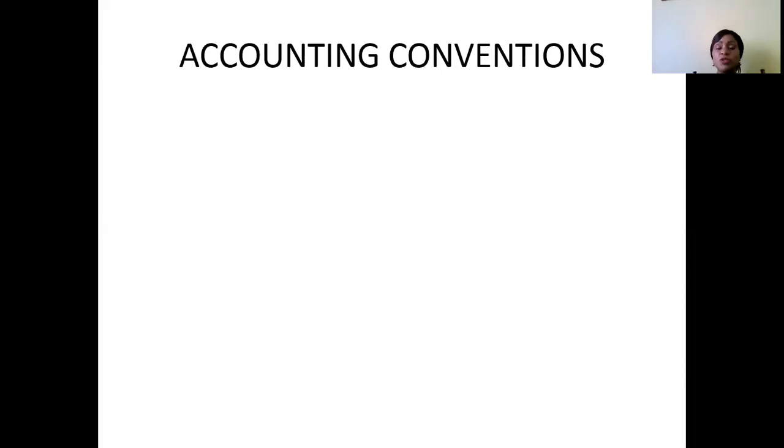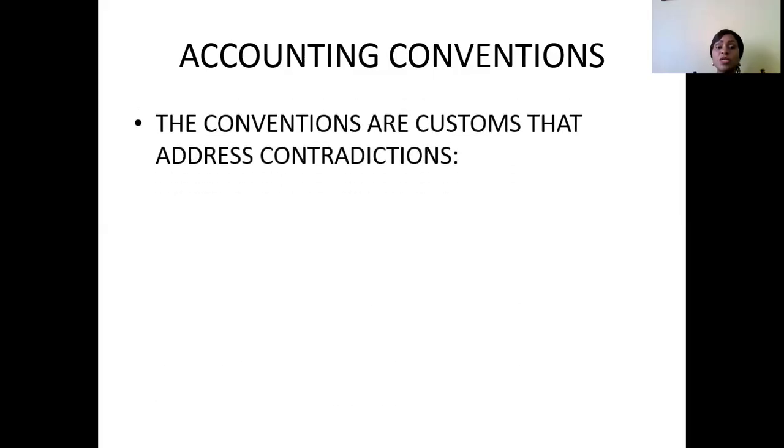So in addition to those concepts, we have accounting conventions. So what are accounting conventions? Accounting conventions are customs that address contradictions. They are traditions that have been accepted and adopted in addressing contradictions in financial reporting.